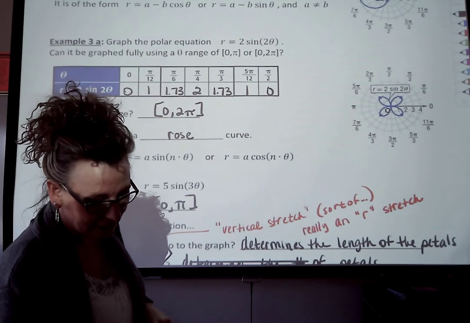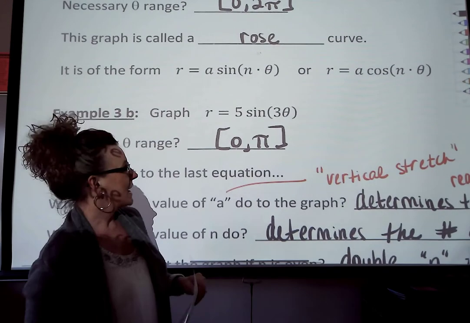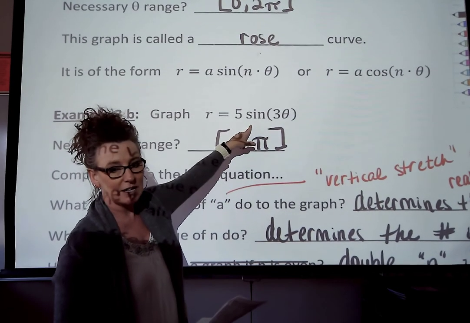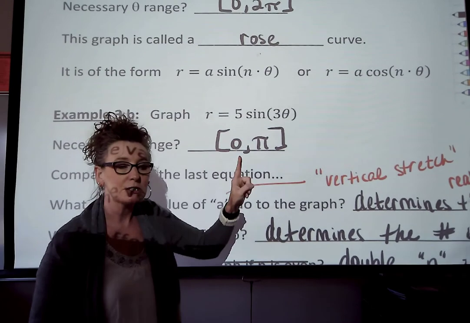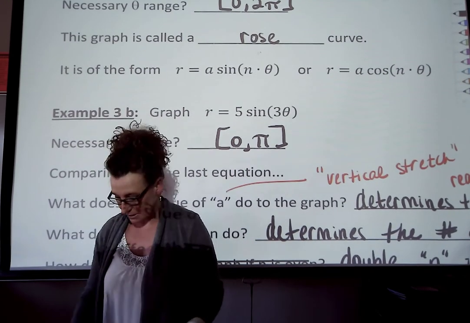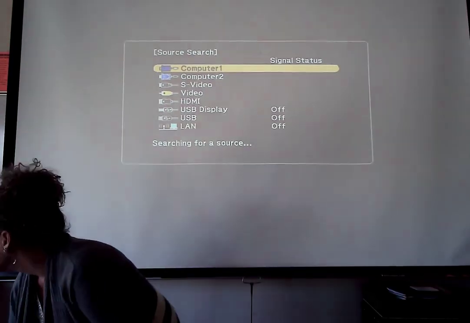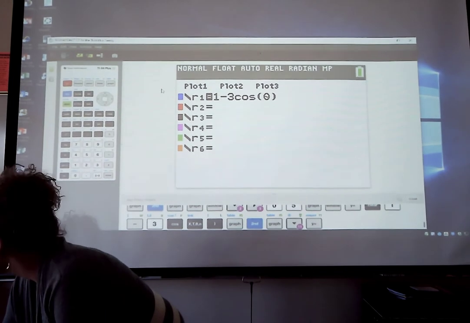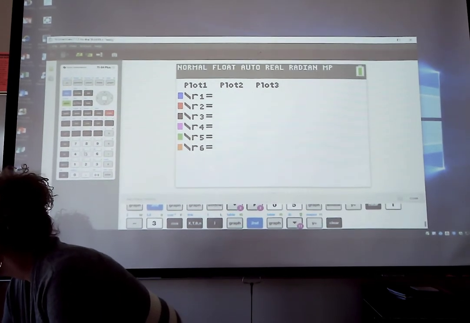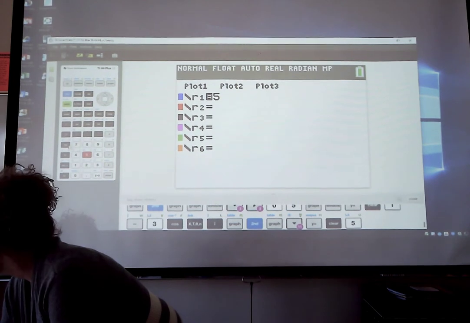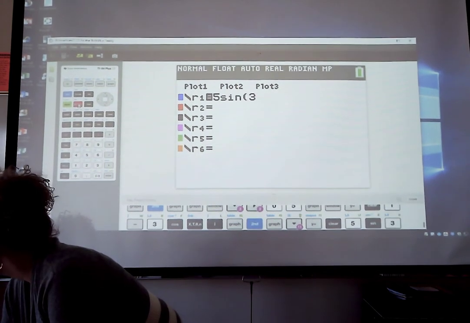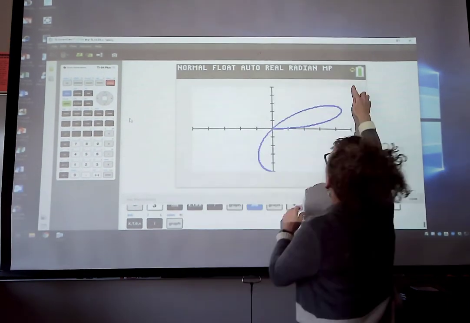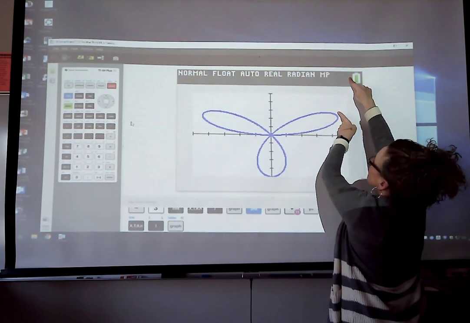All right, now I'm going to show you one that doesn't take the whole time to graph. So let's type this in our graphing calculator and I'll show you what to look for as it's graphing. We're graphing 5 sine 3 theta. Clear. 5. Ready? Done. See, it's still thinking.